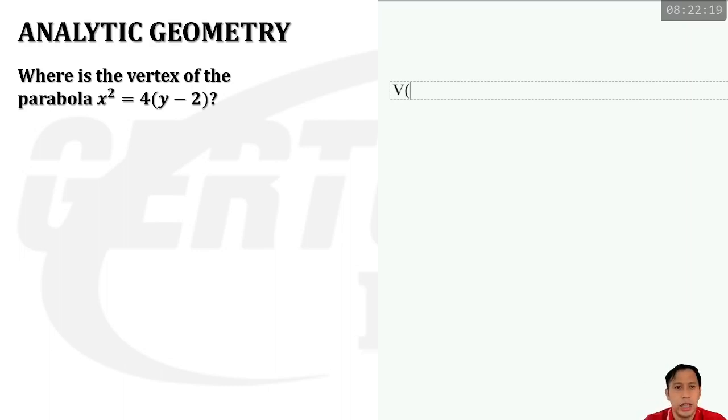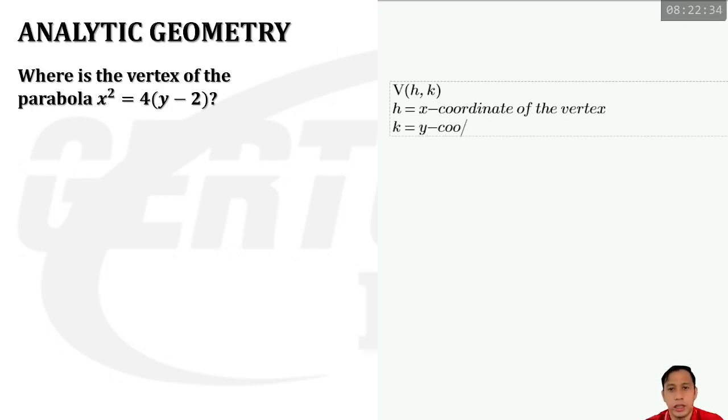Kasi yung vertex has coordinates (h, k), na h and k. Yung h is the x coordinate of the vertex, no? Then k naman is of course the y coordinate, no? Alright? So, as you can see dito, x squared is equal to 4 times y minus 2.